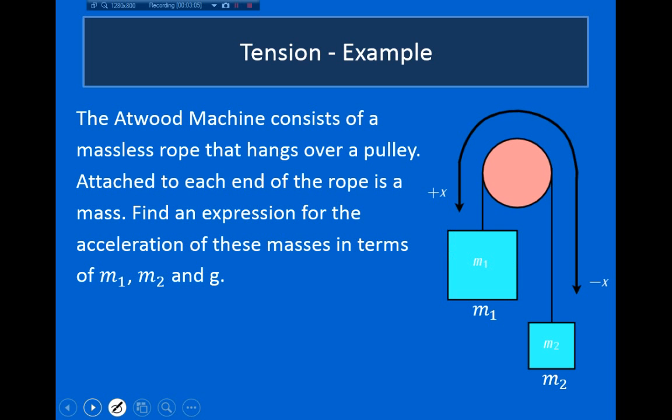So let's go ahead and look at a few examples. The first example is considering an Atwood machine. Basically, an Atwood machine is where you take two blocks and you attach them together with a rope that passes over a frictionless pulley. The question here asks us to find an expression for the acceleration of these blocks in terms of the masses of the two blocks and the acceleration due to gravity.